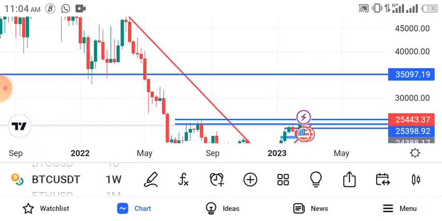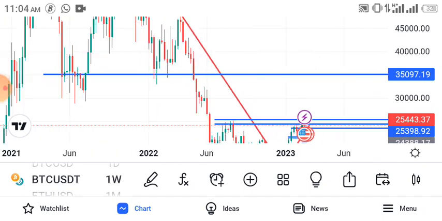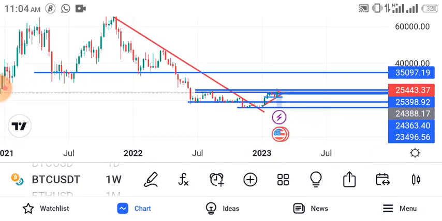So this is it. The weekly time frame is showing us something. Look at it.